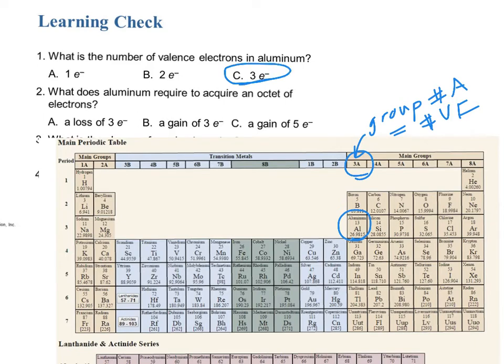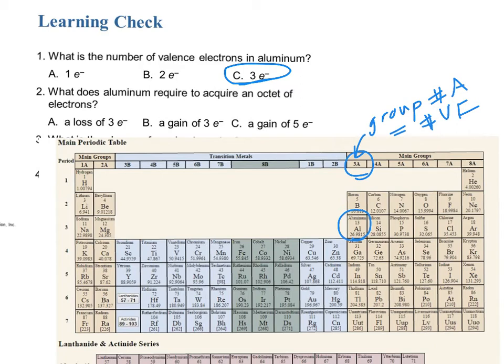So that's our answer there. Then they want to know, what does aluminum require to acquire an octet of electrons? Aluminum is going to look really similar. Well, the quick answer is if it has 3 valence electrons, the easiest thing for it to do to get the octet rule obeyed is to get rid of those three outermost electrons so that the lower energy level becomes its valence shell and it has 8.